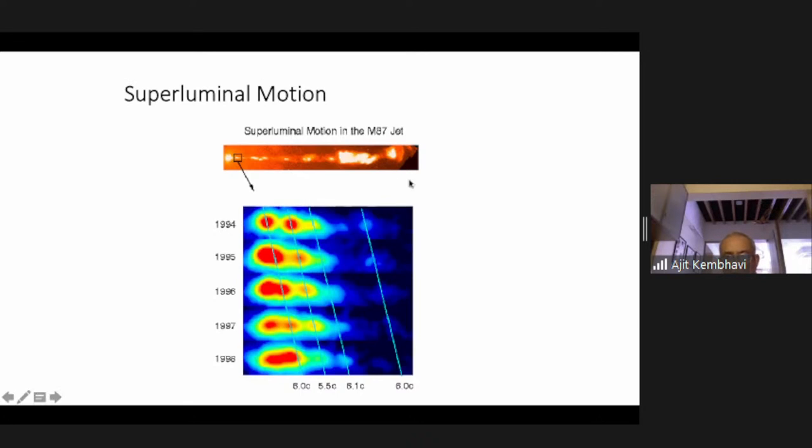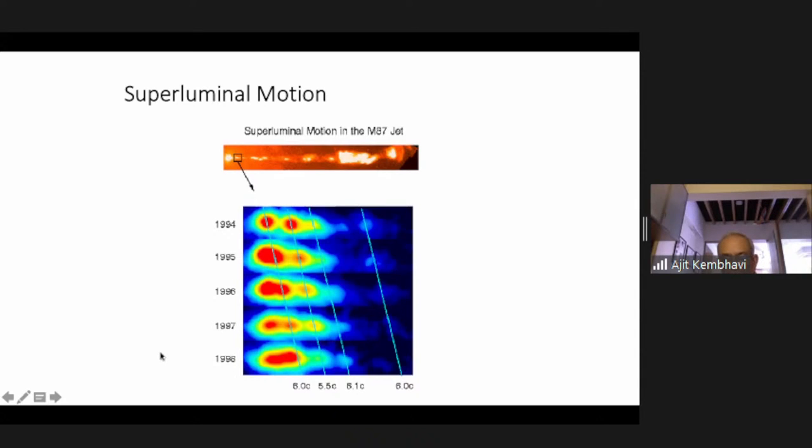So if you look at the galaxy M87, I'll be mentioning it again if I get the time. If you just look at a small, tiny bit of the jet, this is a radio jet in M87, and these are the optical observations of the radio jet with the Hubble Space Telescope. Then you will find that this structure is, this is in 1994, 1995, 1998.